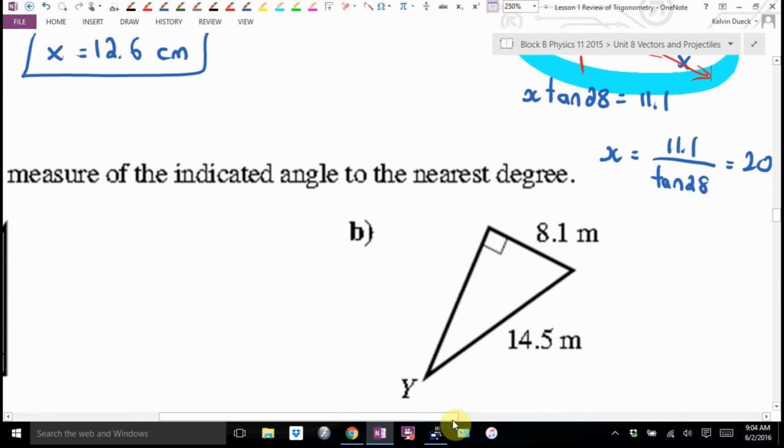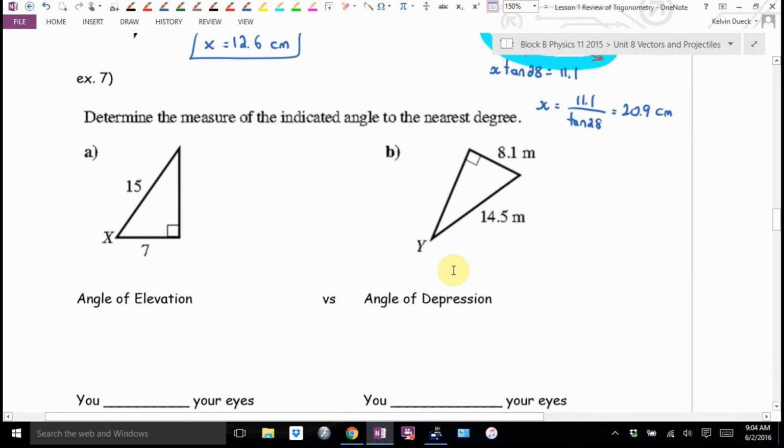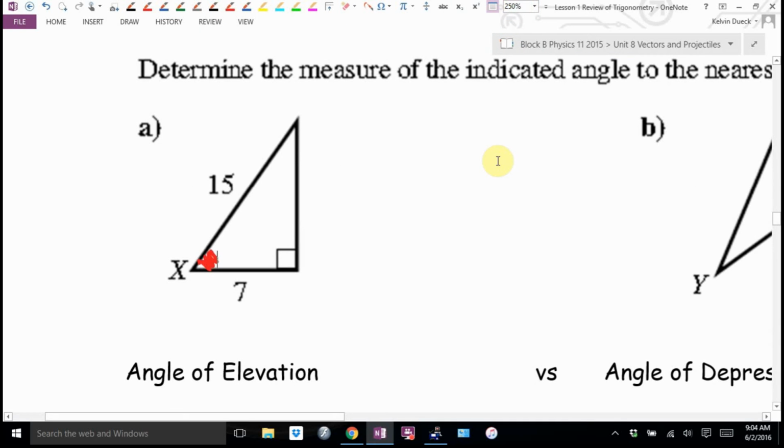Okay. Use this to find angles. It says, determine the measure of the indicated angle to the nearest degree. They want us to find angle x. Mr. Dewick says, color in the angle that we're interested in. Okay. Let me zoom in again to this. How do I find an angle? I still start out by labeling sides. That 15, opposite, adjacent, or hypotenuse?